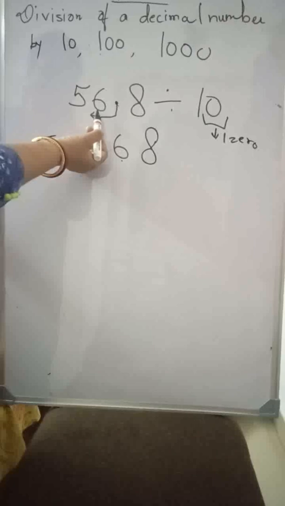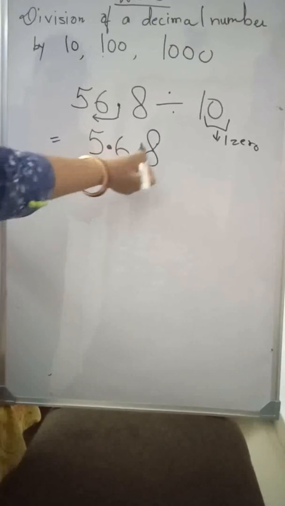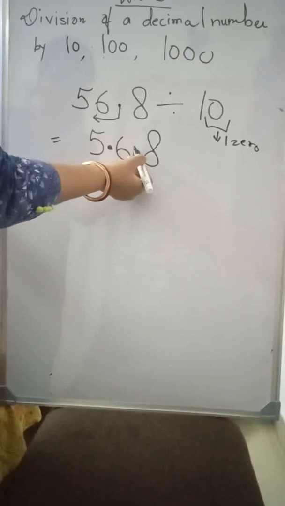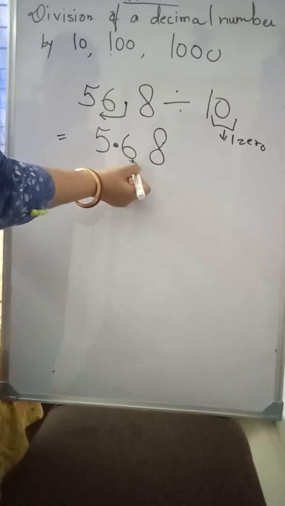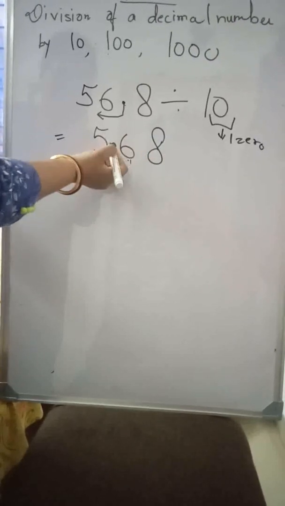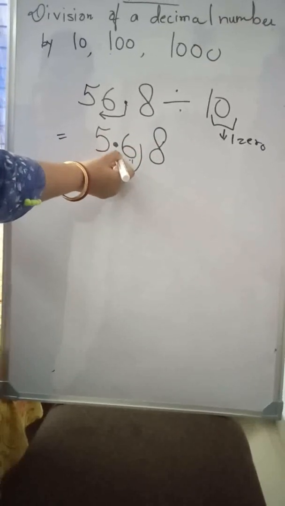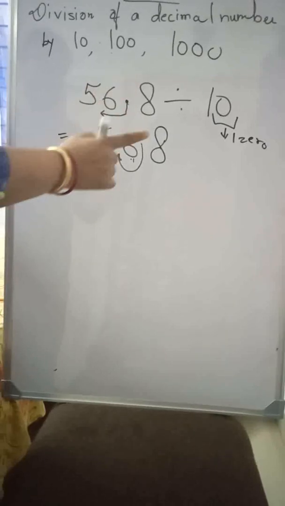So one digit is 6. So after 6 the decimal point will shift from this 8. Before 8 it was there. It shifted after taking the one digit to the left side. The decimal point shifts here. It jumps only one place, which is equal to the number of 0 of 10.